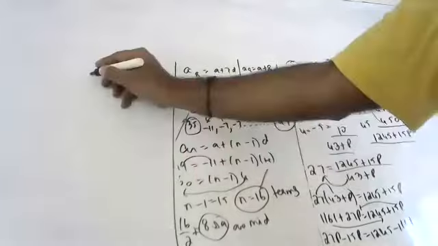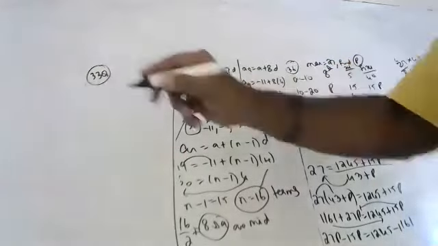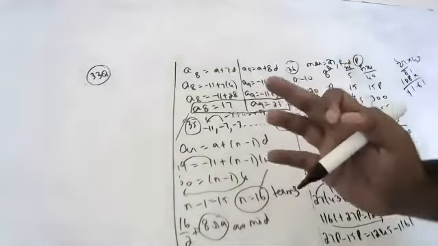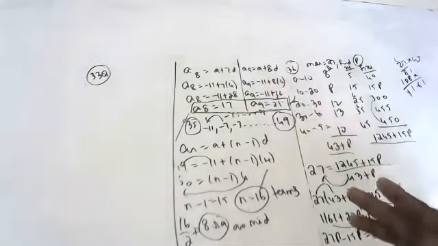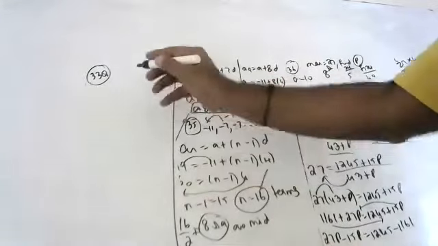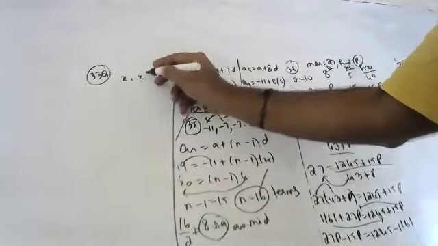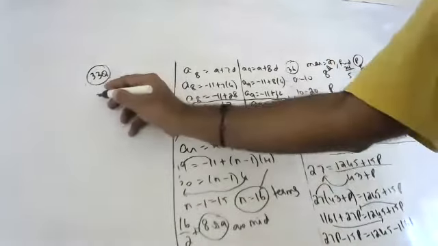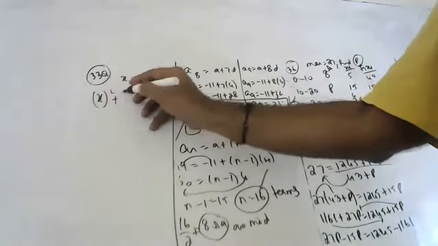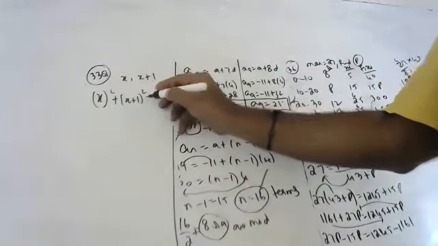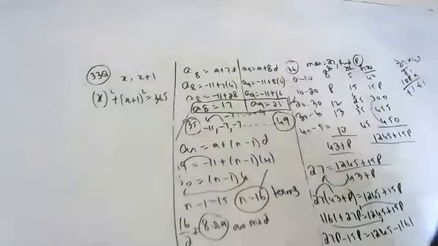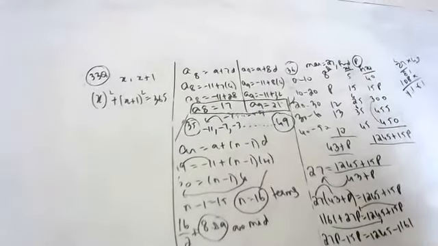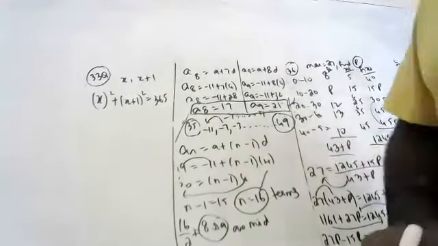Next question. Question 33: find two consecutive positive integers, the sum of whose squares is 365. Consecutive numbers means one is x, so what is the next one? x plus 1. The sum of their squares, x square plus (x plus 1) whole square, is 365. It is asking for positive numbers. How to do this? Anyone?